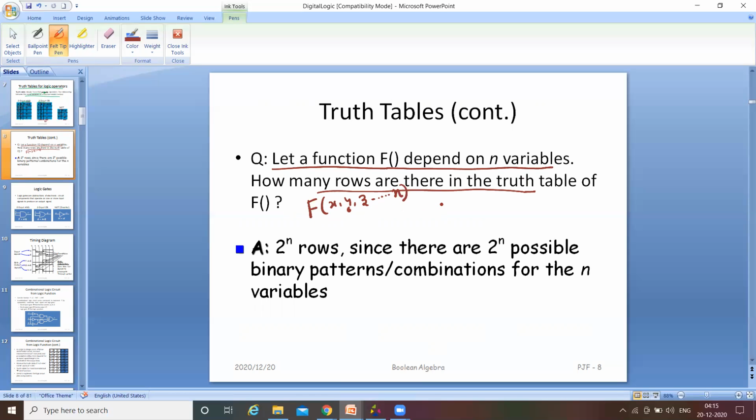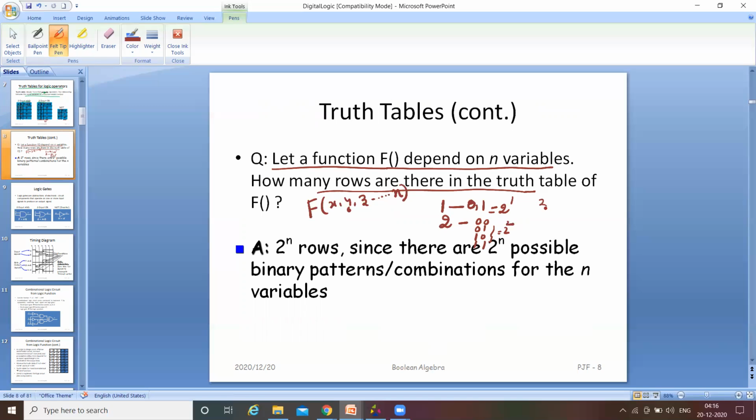See here, we have seen if only one variable is there, it is either 0 or 1, so it becomes 2 power 1. If two variables are there, just now we have seen this becomes 00, 01, 10, 11. So how many? 4. This 4 is 2 power 2.